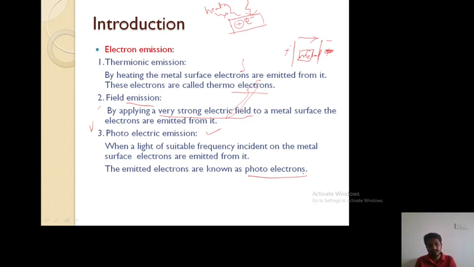When light is incident on the metal surface, electrons are emitted from it. These are known as photoelectrons. The incoming energy is light energy, and the outgoing particle is an electron.